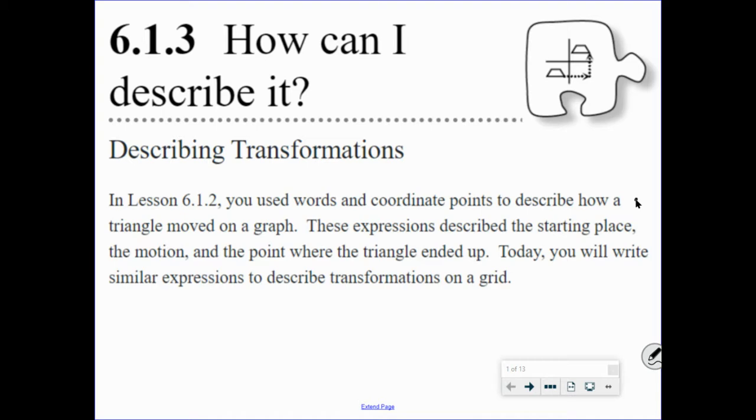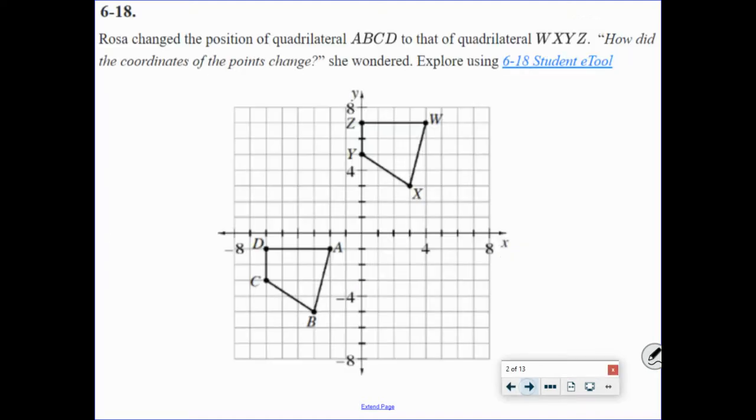613, how can I describe it? We're going to start it today and finish this lesson tomorrow. Describing transformations. In lesson 612, you used words and coordinate points to describe how a triangle moved on a graph. These expressions describe the starting place, the motion, and the point where the triangle ended up. Today, you will write similar expressions to describe transformations on a grid.